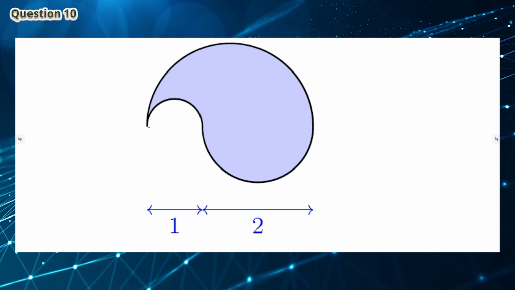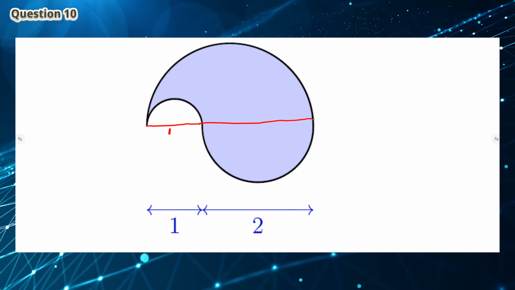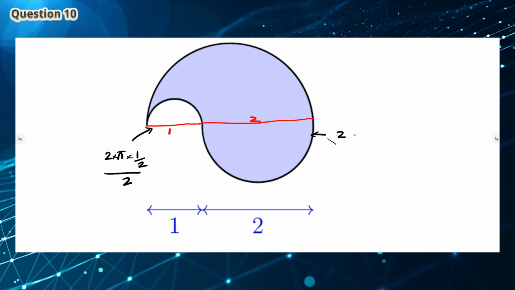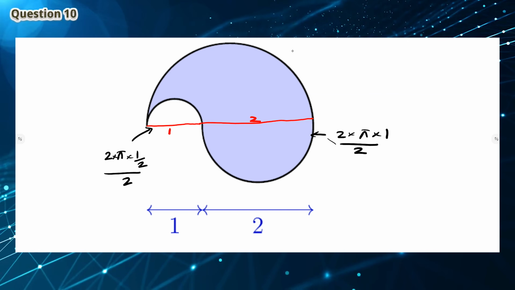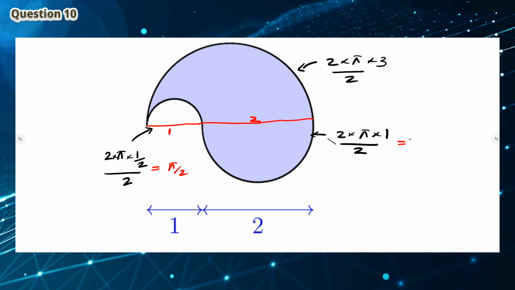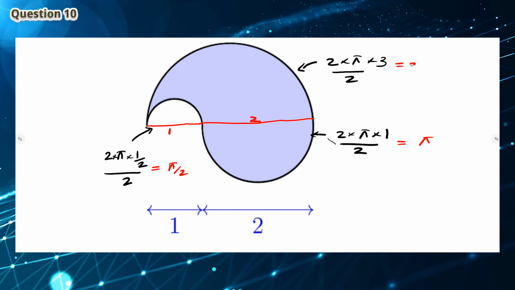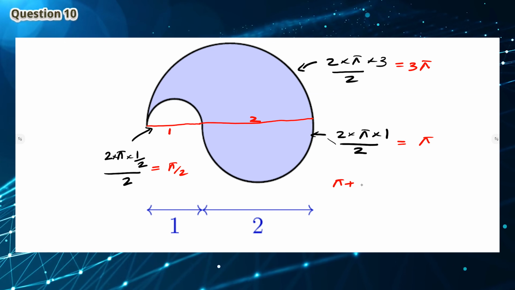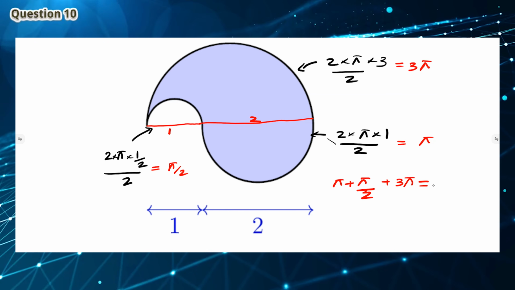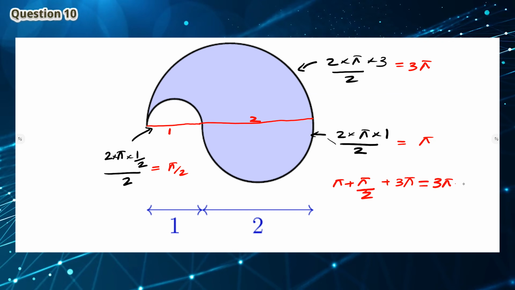There are 3 semicircles of diameter 1, 2, and 3. The lengths of these semicircular arcs are pi, 2 pi, and 3 pi, making the perimeter pi plus 2 pi plus 3 pi, which evaluates to 3 pi. This means the answer is C.